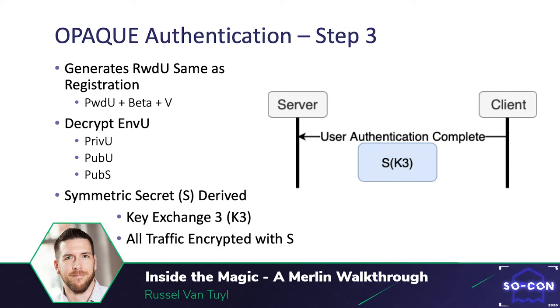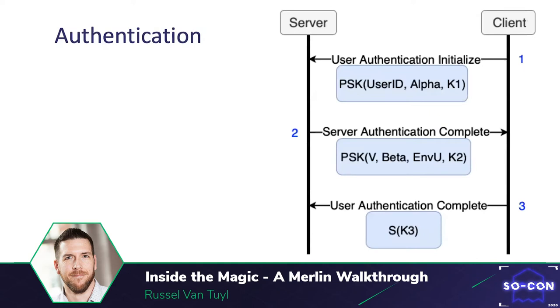At this point, all traffic going back and forth between the agent and the client is now encrypted with the symmetric secret and no longer encrypted with the pre-shared key. And here's a final look at all the steps going back and forth for opaque authentication. A pre-positioned attacker that captures the alpha, beta, and B values that traverse the network will not be able to derive the random password RWDU. And without that password, an attacker can't decrypt a captured encrypted envelope, even if it wanted to.